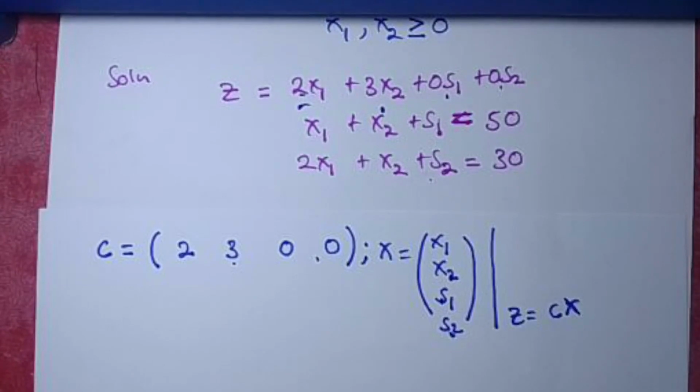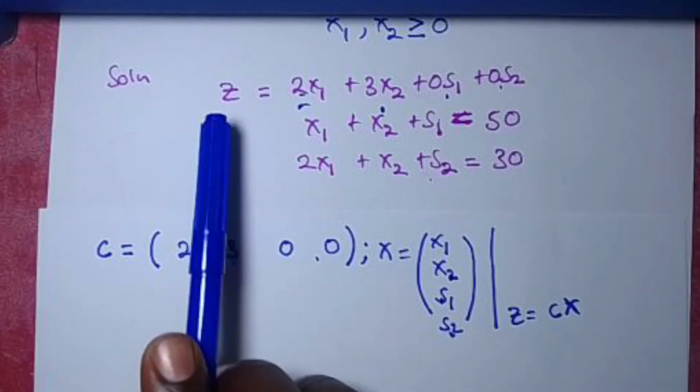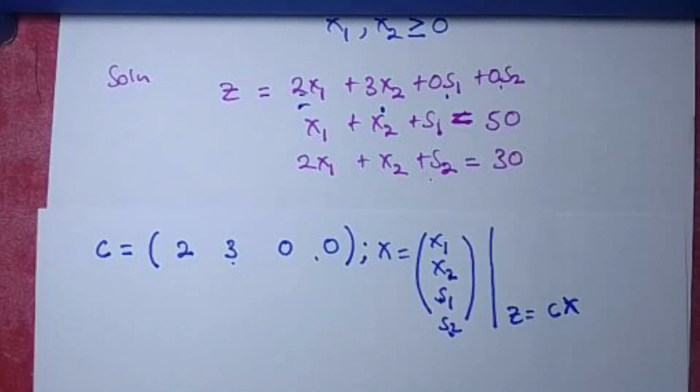So when you do that multiplication, it simply gets you back to the first objective equation. So you'll have that z is equal to this. So that is what we have done. I hope we are together there.